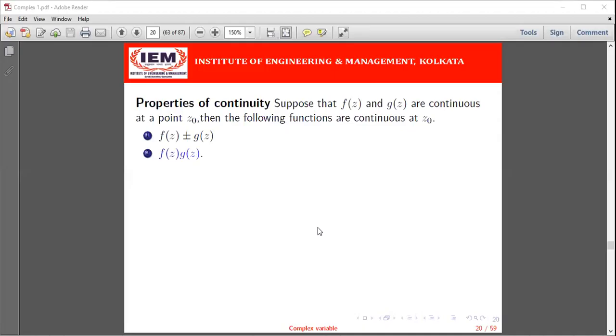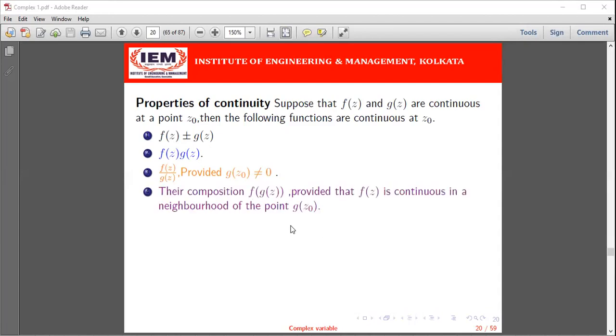Then the properties: if f of z and g of z are two functions which are continuous at the point z0, then the sum and the subtraction of the two functions are also continuous. The product of two functions is also continuous, and the quotient of two functions is also continuous, provided that g of z0 is not equal to 0. And their composition, f of g of z, will be continuous if f is continuous at the point g of z0 and g of z is continuous at the point z0.